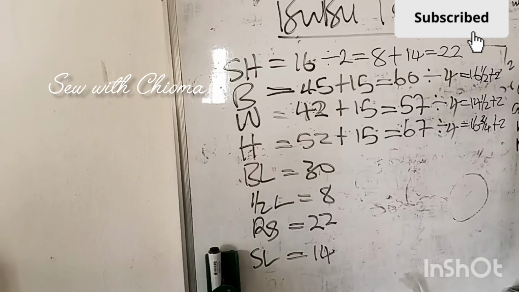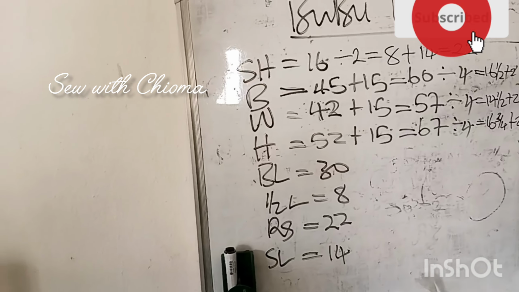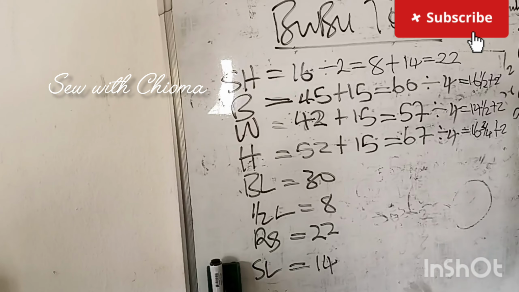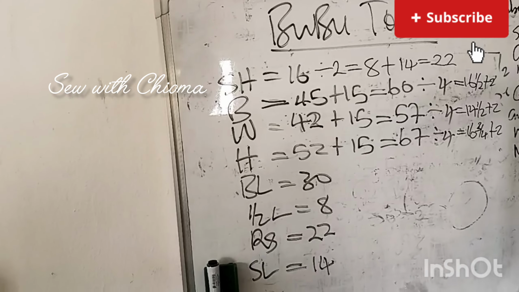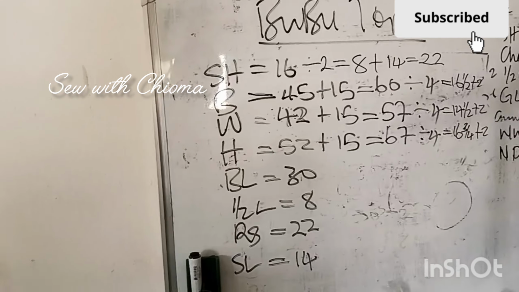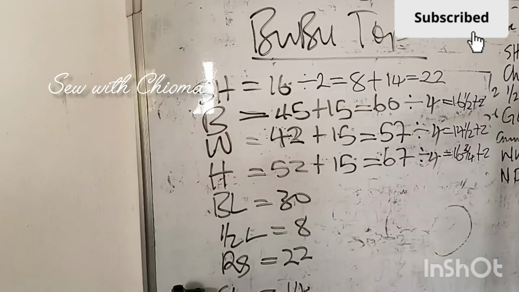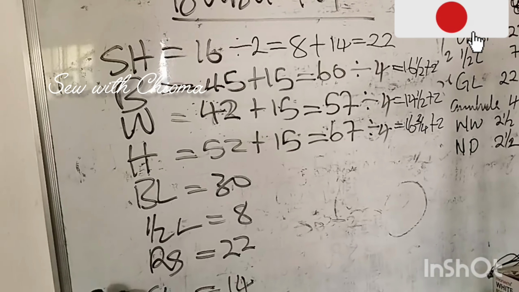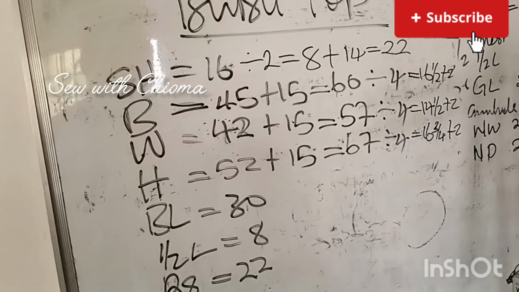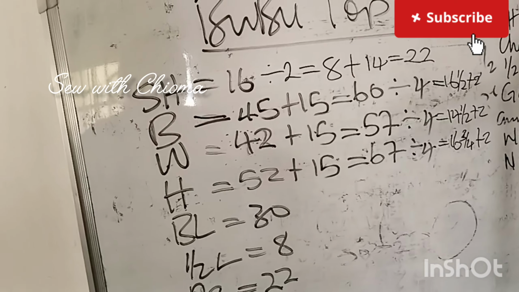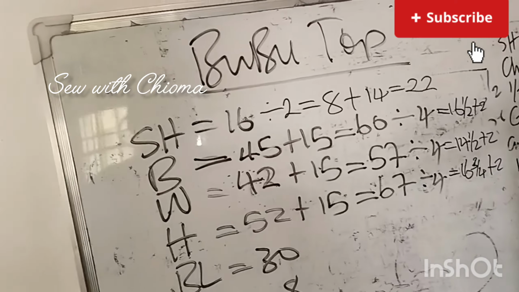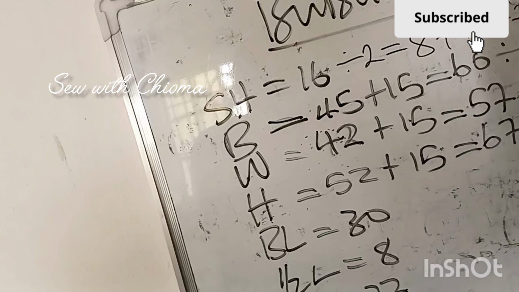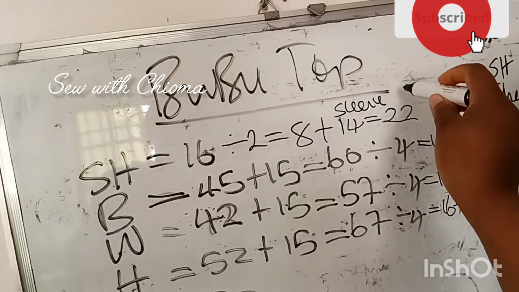Okay, now let's concentrate on the shoulder. On the shoulder I did plus 14. That 14 is the sleeve length. You know, it's cut together, it's a boubou. So you have to add your shoulder and your sleeve length together. Whatever it gives you is what you use for your cutting. And after dividing, make sure you add your sewing allowance. Once you add it, whatever it gives you becomes your calculation.